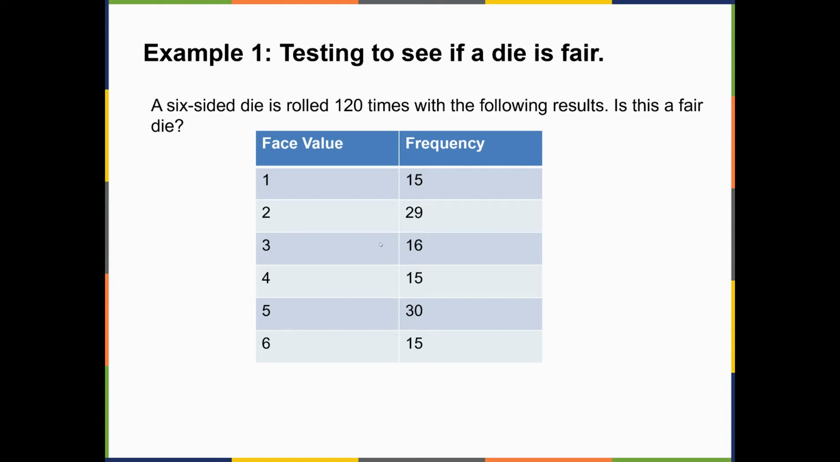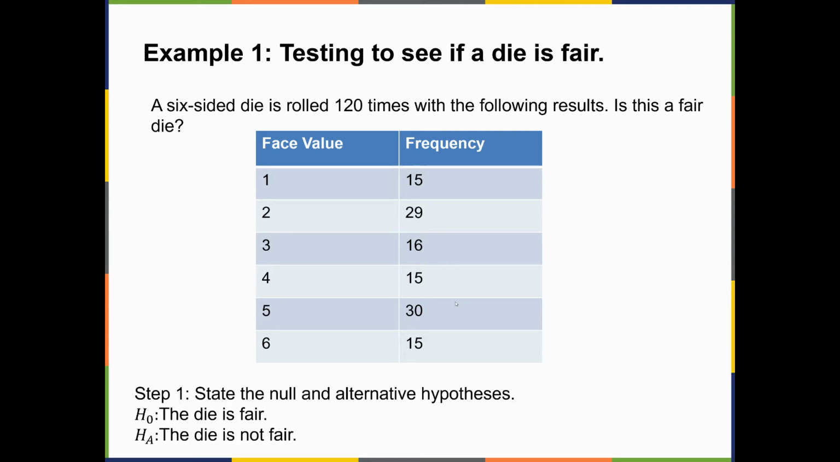Let's go ahead and give this a try with something that's pretty straightforward to understand. We have a 6-sided die, and it's rolled 120 times, and it gives us the following results. Our question is: is this a fair die, or maybe is it a loaded die? So we look at the data, it's kind of hard to judge. 2 and 5 both have higher values than the other ones, but is it high enough to be significant? That's the question that we're going to answer.